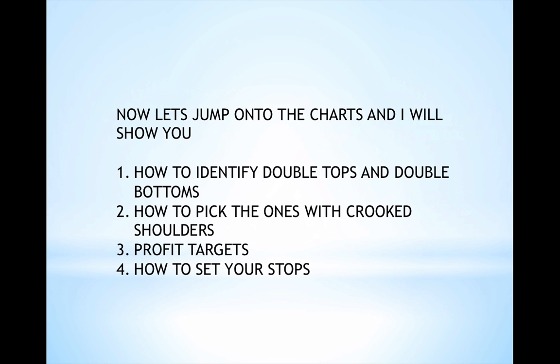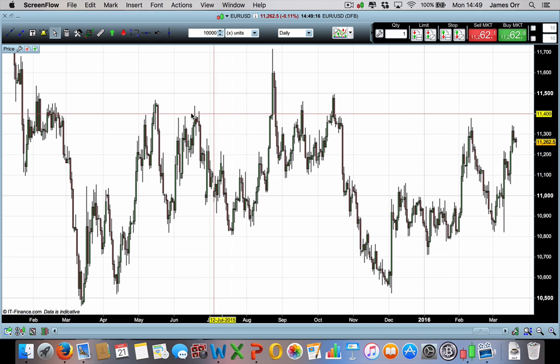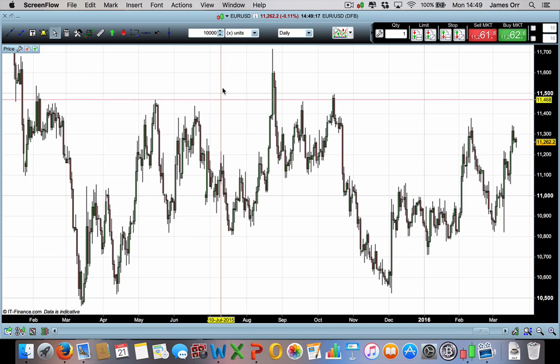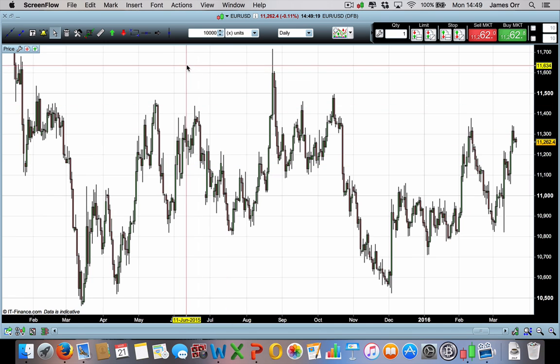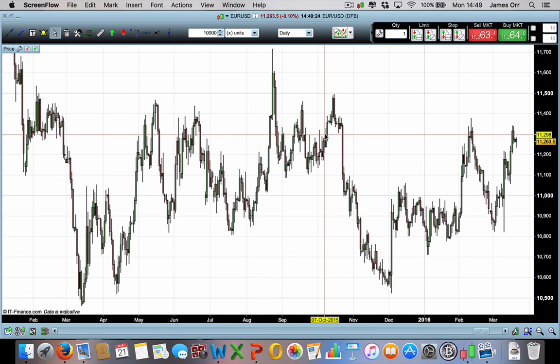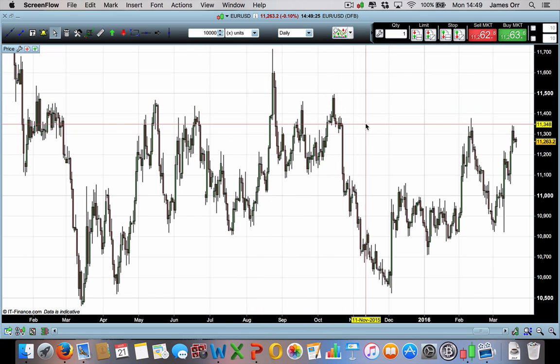Now let's jump onto the charts and I will show you how to identify double tops and double bottoms, how to pick the ones with crooked shoulders, profit targets, and how to set your stops. Okay, we're on the Euro-US dollar. I'm going to take you through a few different pairs and a few different time frames, just to show you that it works across different markets and also different time frames.